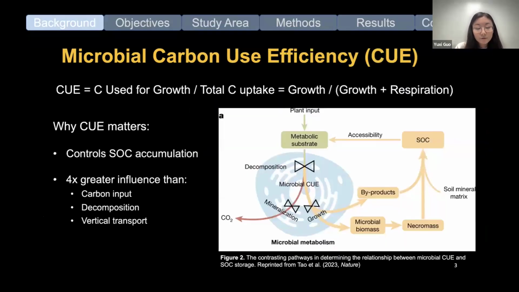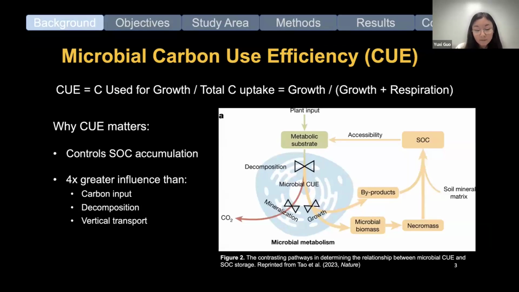A critical metric for understanding these processes is microbial carbon use efficiency. This measures how efficiently microbes convert available carbon into biomass versus releasing it as carbon dioxide through respiration. Recent research has shown that CUE has about 4 times greater influence on global soil carbon storage than other factors like carbon input, decomposition rates, or vertical transport.